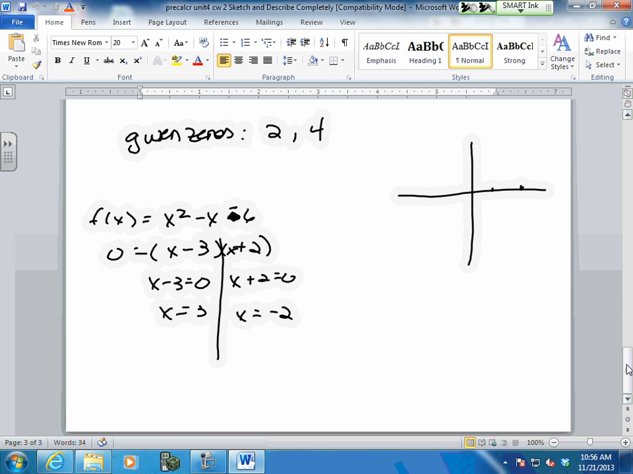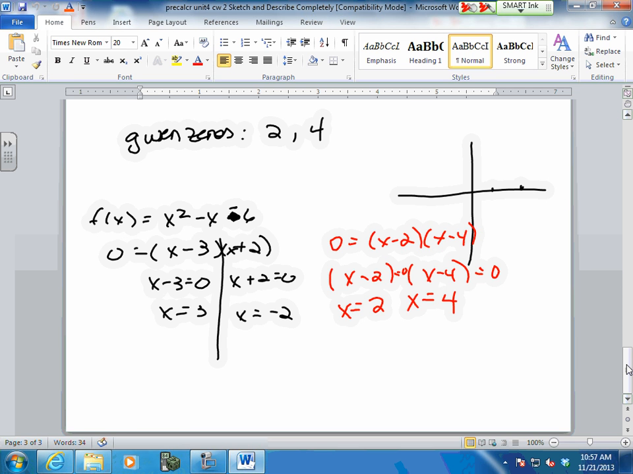I'm giving you zeros, so we're going to start right here. x equals 2, x equals 4. Go backwards. Back me up a step. What are my 2 factors going to be here equal to 0? x minus 2, x minus 4. Okay? Back up another step. Now, if I want, I can FOIL this. x squared minus 2x minus 4x, minus 6x plus 8. There's my function.